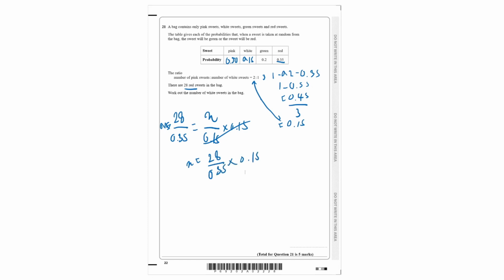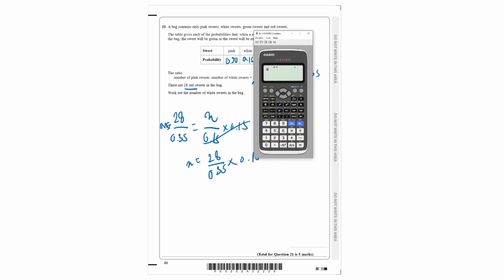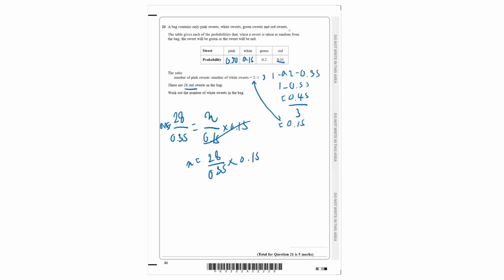And we can use our calculator. We have 28 divided by 0.35, which is then multiplied by 0.15, which gives us 12. In total, there are 12 white sweets in the bag.